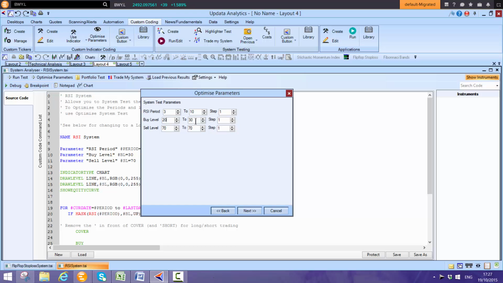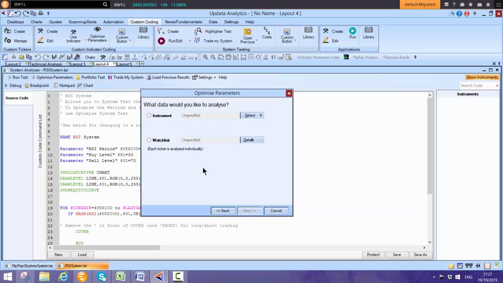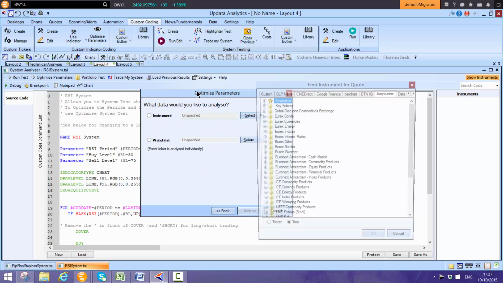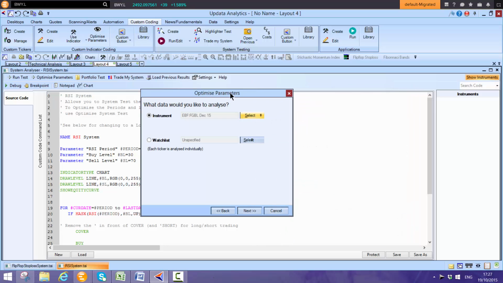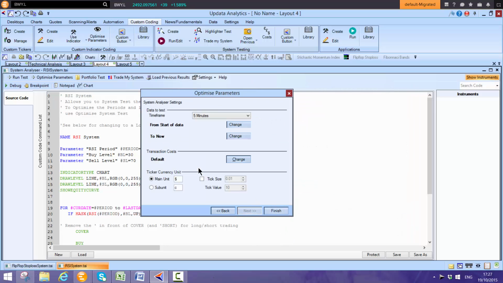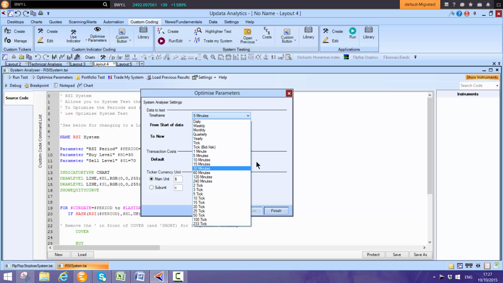and because I'm not entirely sure that I should be reading the RSI at 30, I'm going to test either side of 30: 20, 30, 40 with a step here of 10. So if I go 60 to 80 and again set the step of 10, then I can select my instrument. Let's say I want to do that on the Bund, select the Bund, next I'll do it on 5-minute data.